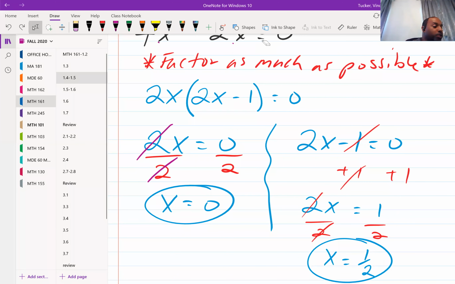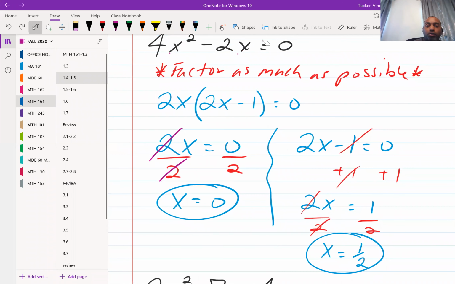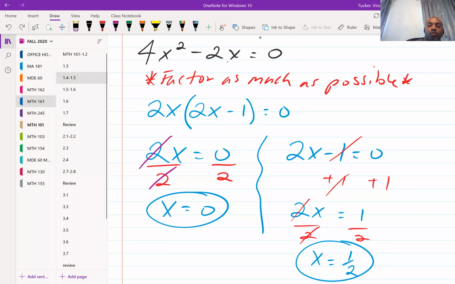So remember what your solutions are: values that will make your original equation true. So you're asking yourself, when is 4x squared minus 2x equal to 0? The answer is when x is equal to 0 or when x is equal to 1/2. So either one of those will work for you. And if you want to test it, you just plug it back into your original and it should set one side equal to 0, set the other side equal to 0. So you always can check your solutions.